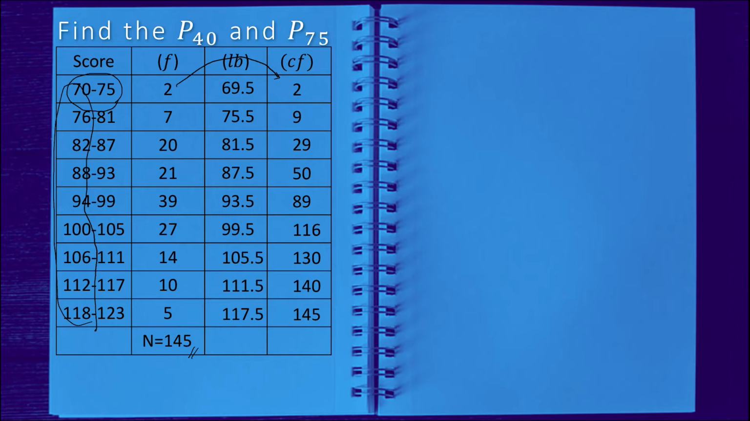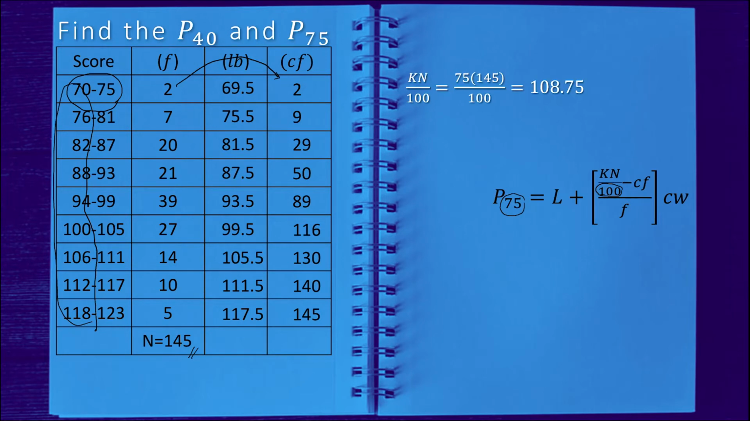Ngayon, sa P sub 75 muna tayo. Kung mapapansin niyo ulit, nagbago na naman siya. Pag quartile 4, pag decile 10, pag percentile 100 na po ang gagamitin natin. And then, yung value ng k natin is nagbago ulit. That is 75. Kaya 75 times 145 all over 100 is equal to 108.75. Ayan. CCF natin. Dito po tayo nakabilang sa 116.